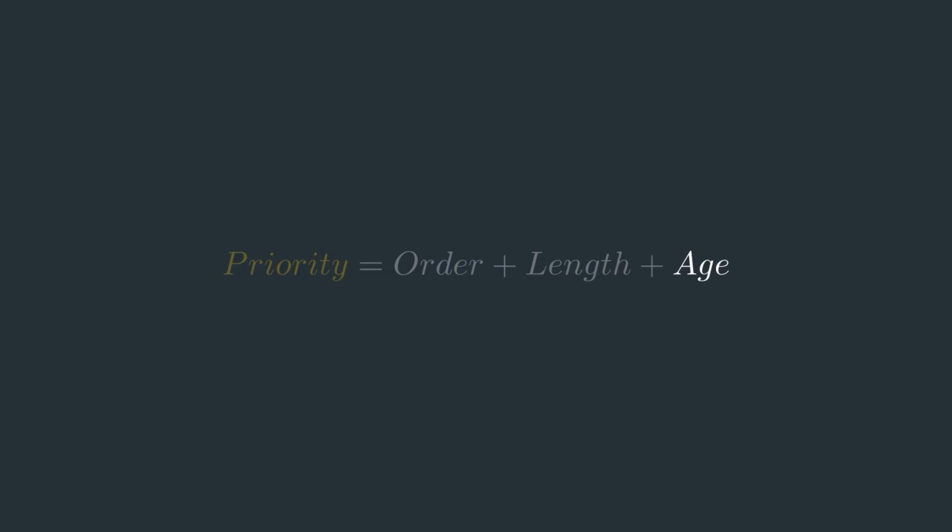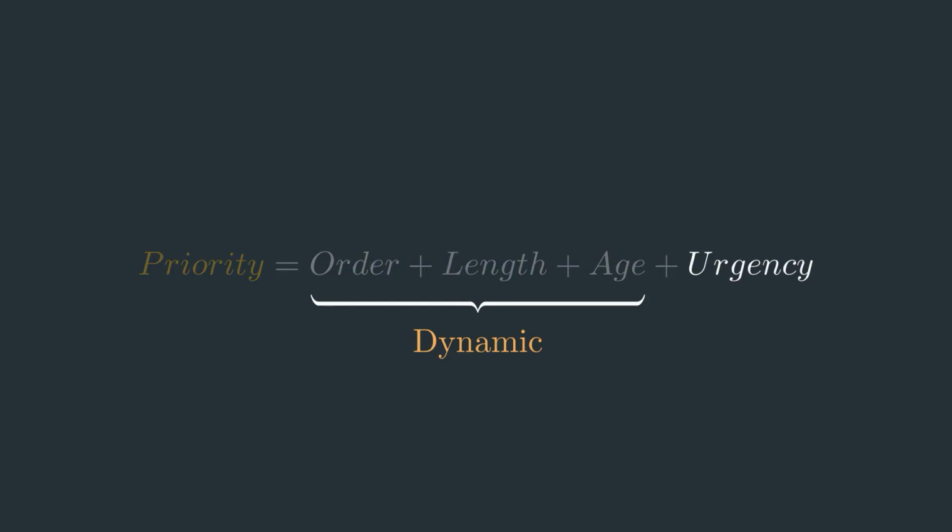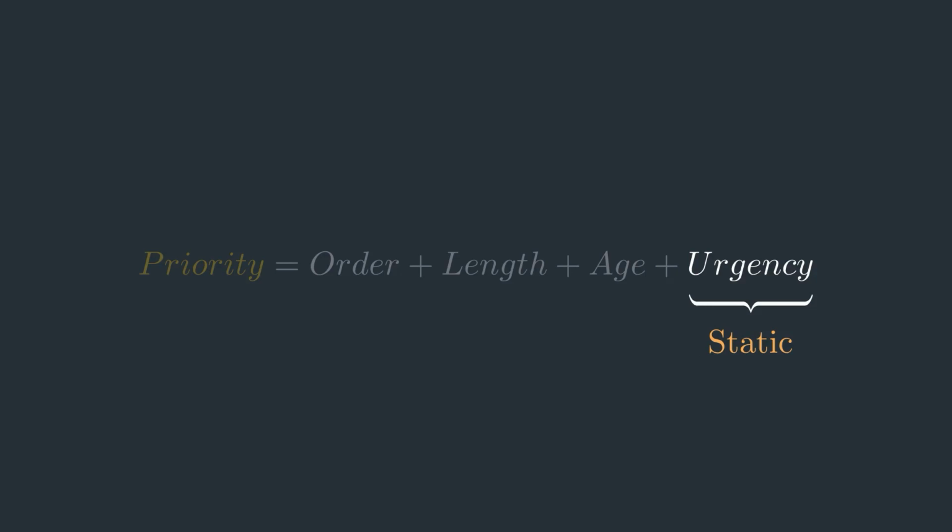Modern CPUs can mitigate starvation by also considering the age of a thread. This factor gives higher priority to threads that have been waiting for far too long. This ensures that every thread gets its fair share of CPU time. Age, length, and order are dynamic priorities computed by the operating system. There are scenarios where you, the developer, might deem a certain thread to be very urgent. The urgency factor is static because you can specify it inside of your code.